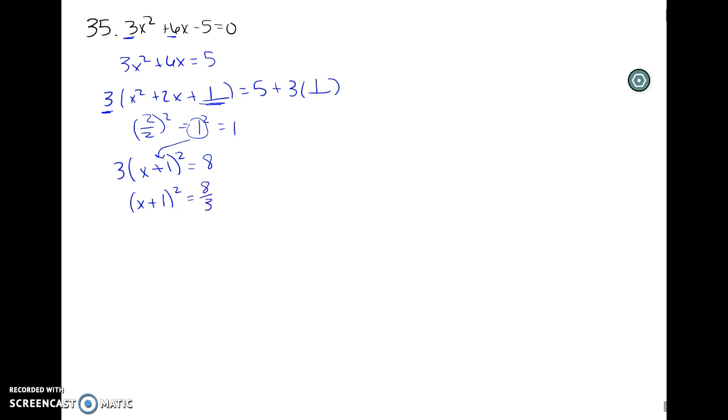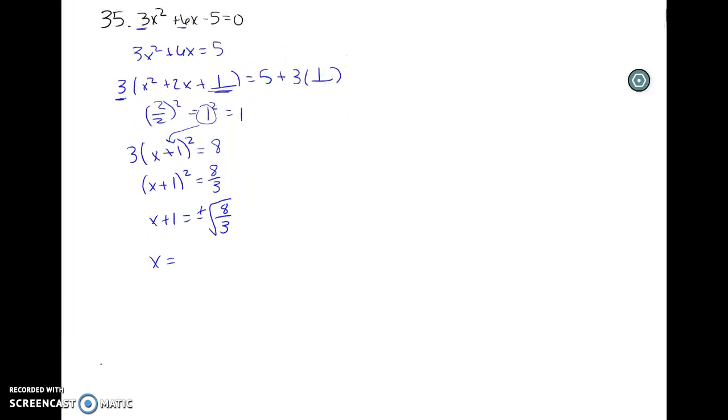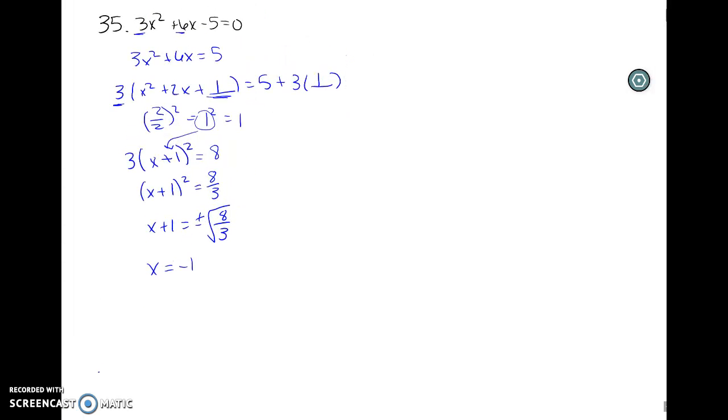Square root both sides. X plus 1 equals plus or minus the square root of 8 over 3. Let's fix that. Square root of 8 over 3. Subtract the 1, so you get x equals, sorry about that, you get x equals negative 1 plus or minus the square root of 8 over 3.